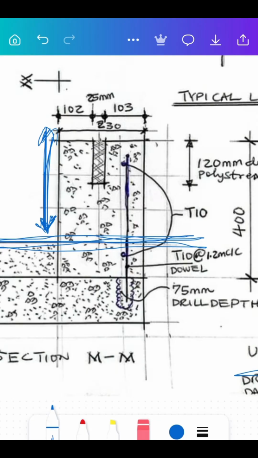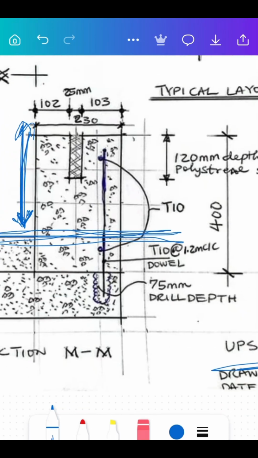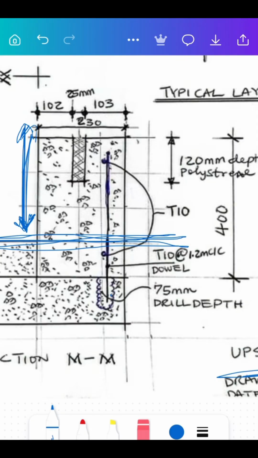Now, when you're doing concrete work, the first thing that you have to look at is the iron. And the iron has a specification. Right here you can see that this iron specification is T10. There's this straight iron that goes here. There's another iron here. There's another iron here. So this is the side view of the iron.